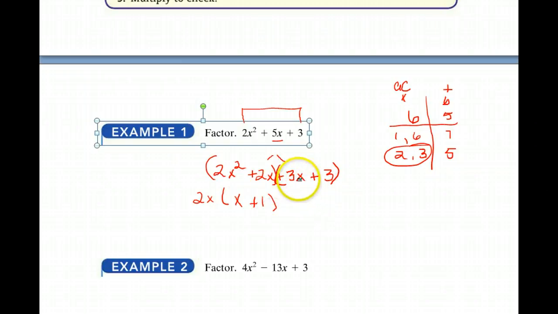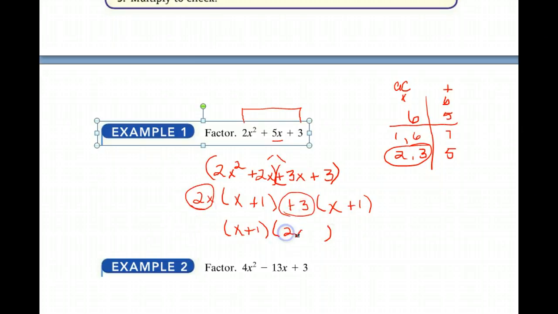Looking at my second group, 3x plus 3, my GCF is positive 3. 3x divided by 3 is x. 3 divided by 3 is positive 1. I check to make sure that my group is the same. It is. So I'm going to drop it down into the next line, and I'm going to make a new group with everything that was left over. So my second group is 2x plus 3. That is the final answer to factoring using the AC method.